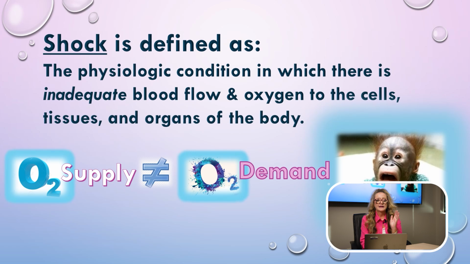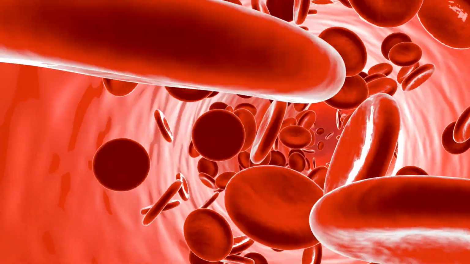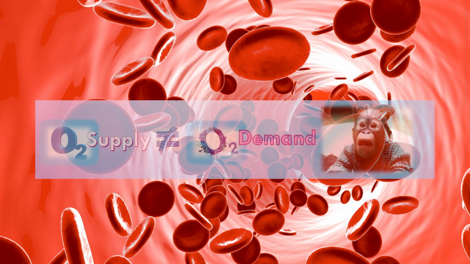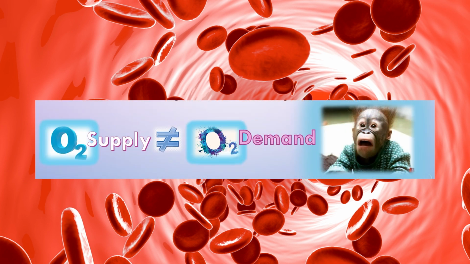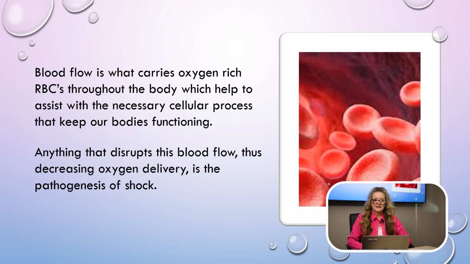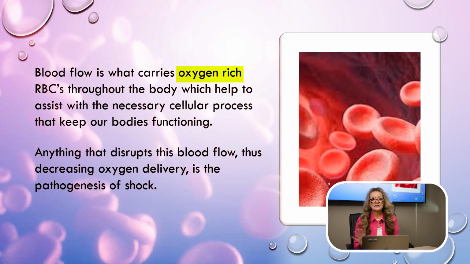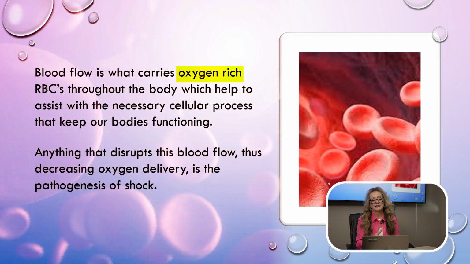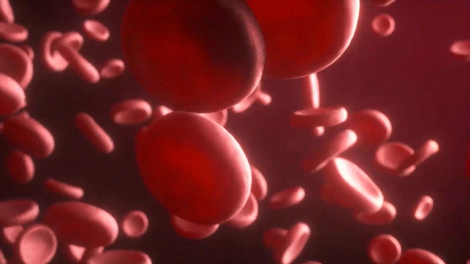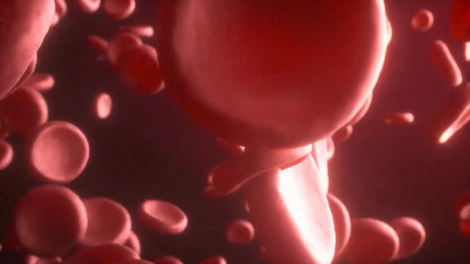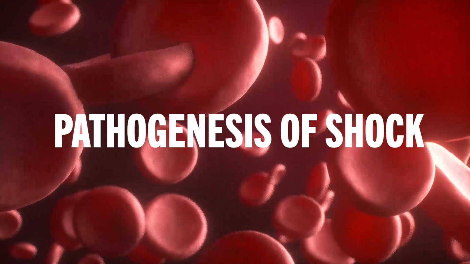So with shock, it's defined as a physiologic condition where there's inadequate blood flow and oxygen to the cells, tissues, and organs of the body. So what does that mean? Well, if we don't have blood flow, it cannot carry oxygen, and therefore we have an oxygen demand but not enough oxygen supply. So blood flow, this is what carries oxygen-rich red blood cells throughout the body, which help to assist with the necessary cellular processes that keep our bodies functioning. Anything that disrupts this beautiful flow of blood, delivering wonderful oxygen-enriched red blood cells, you have a pathogenesis of shock when we don't have that oxygen that we need.